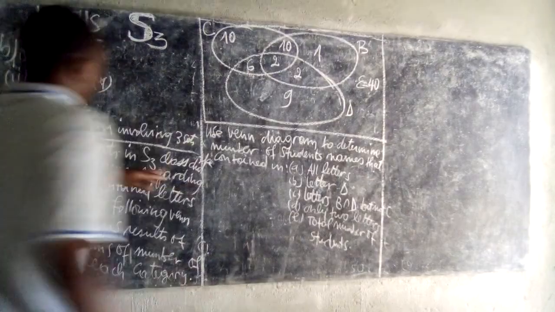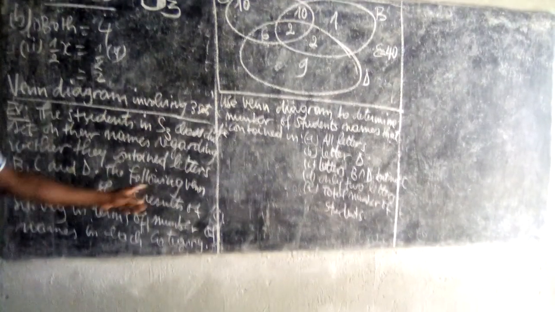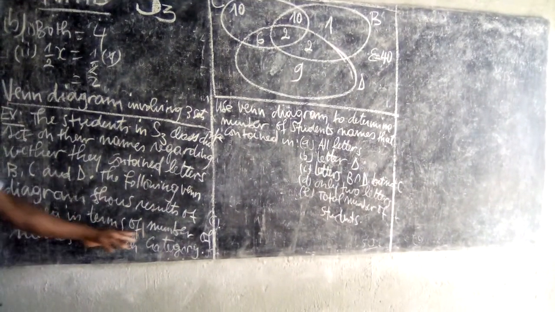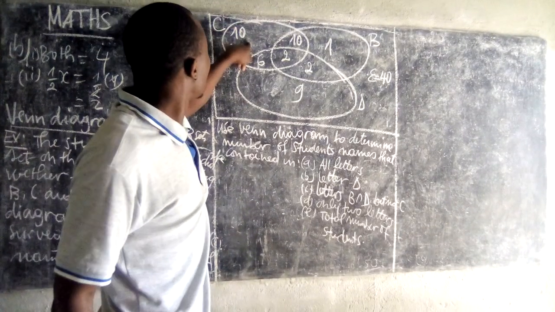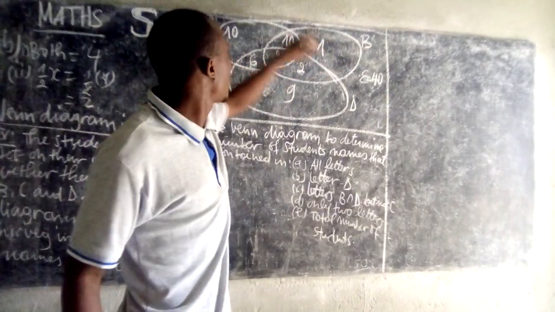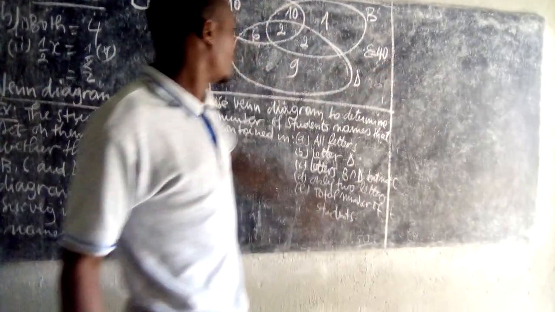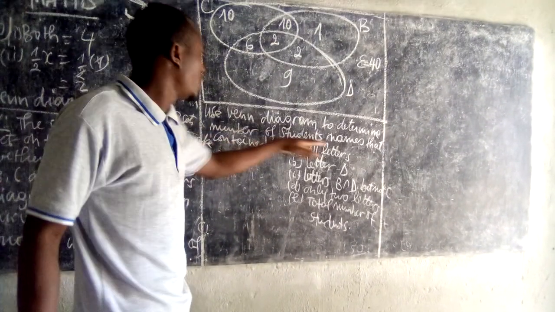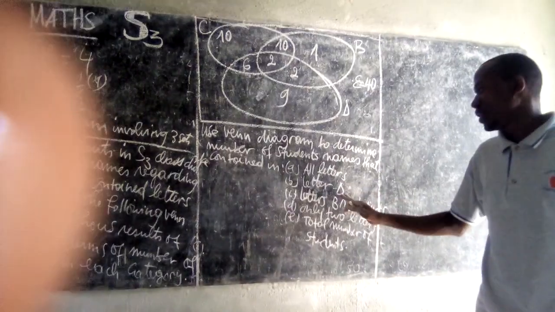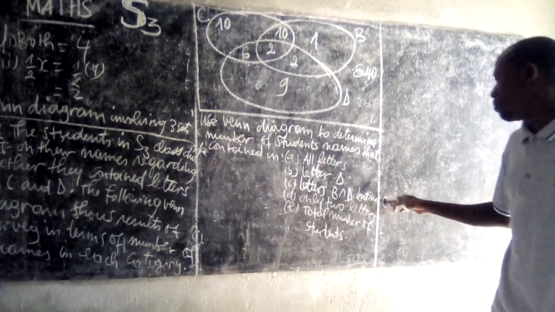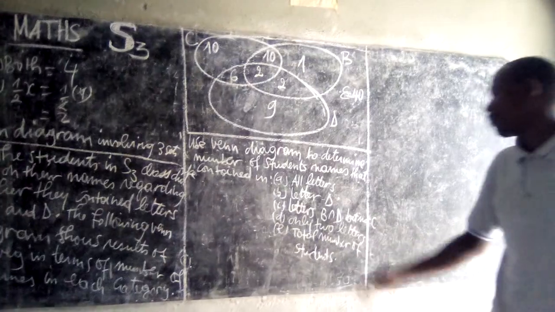About the example: the students in CS3 did a survey on their names regarding whether they contain the letters B, C, and D. The following Venn diagram shows the result of the survey in terms of the number of names in each category, where set C is 10, 10, 2, 6, set B is 10, 2, 2, and set D is 9, 2, 2, 6, where our universal set number is 40. Use the Venn diagram to determine the number of student names that contain letter B, letter D, letters B and D but not C, only 2 letters, and the total number of students.